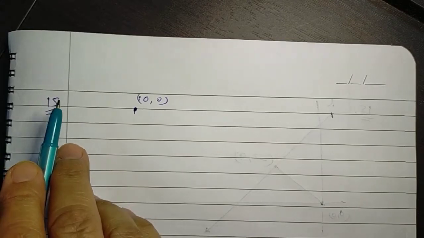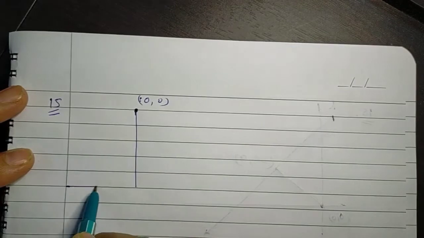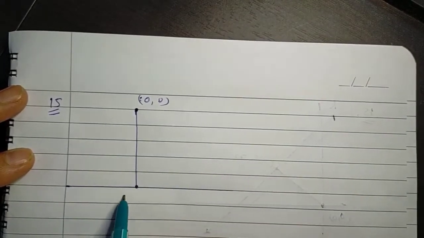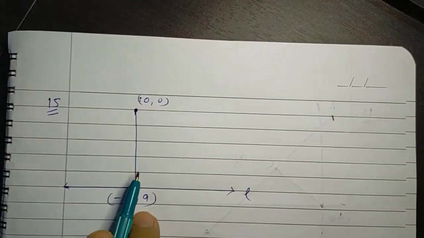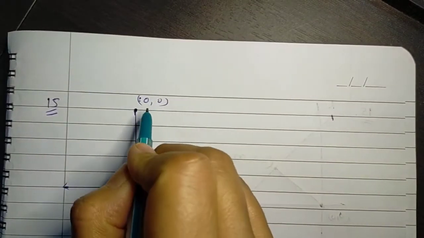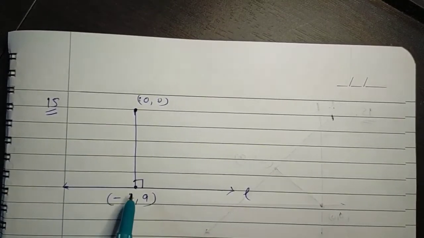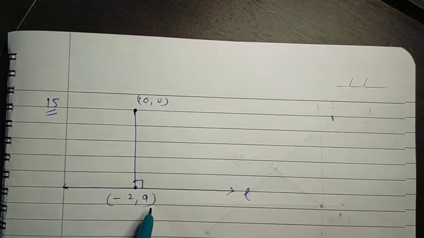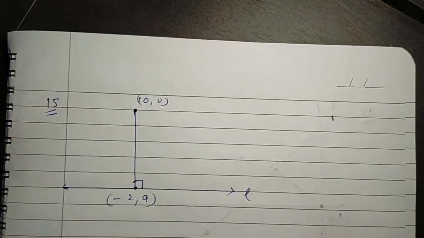It says that the perpendicular from the origin to the line meets it at the point (minus 2, 9), and this is the line L. So we are just simply drawing a rough sketch. It is not the exact picture. We just take a point, and it is given that if you drop a perpendicular from the origin to the line, it meets the line at the point (minus 2, 9). So we have to find the equation of line L.